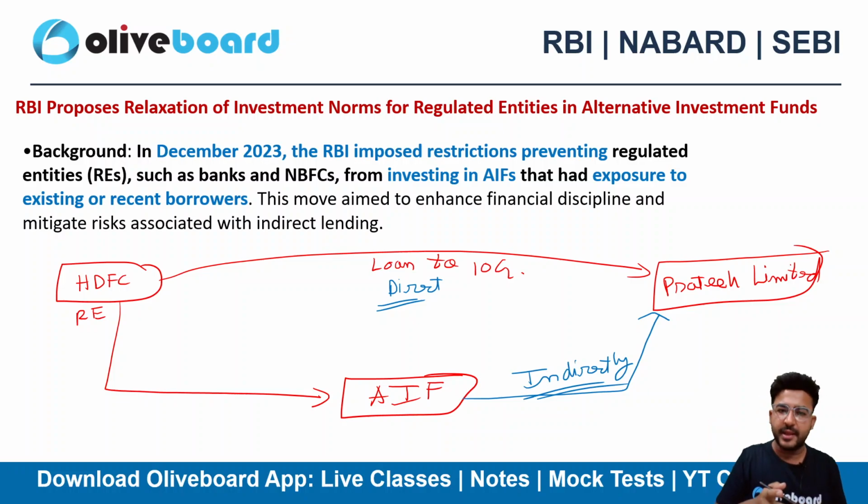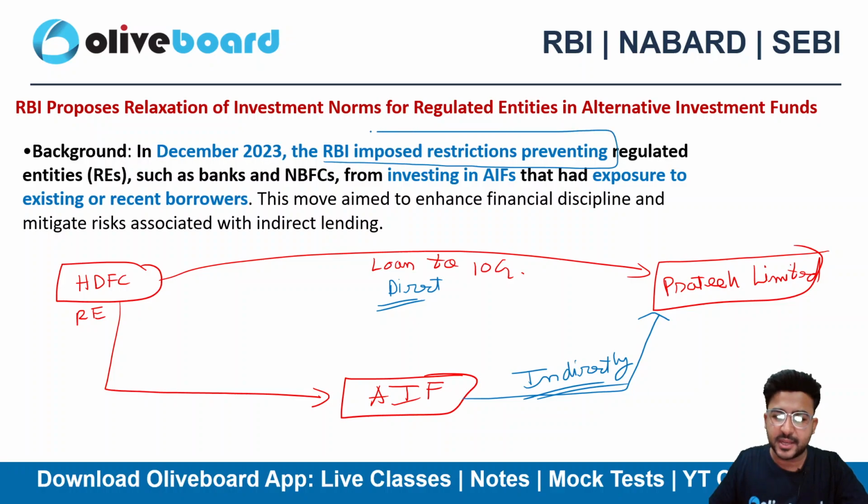That's why in December 2023, RBI imposed restrictions preventing this kind of thing, preventing regulated entities from investing in AIF. So they cannot invest in AIF. That's bad news, right? Everybody should have the right to invest their own money, right? Because they are having exposure to existing or recent borrowers.